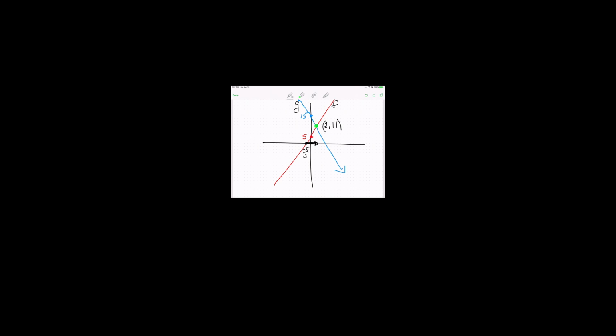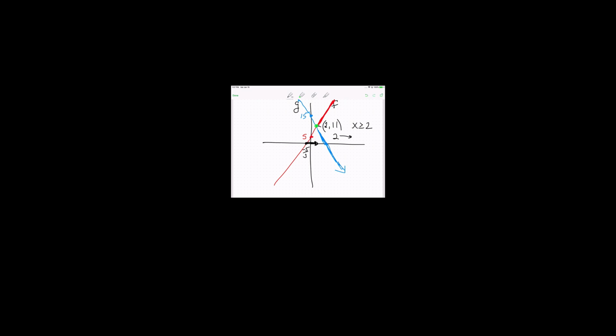When we had f of x greater than or equal to g of x, in other words, when is the red curve above the blue curve? That's right here, starting at 2 and everything going to the right. So x is greater than or equal to 2.